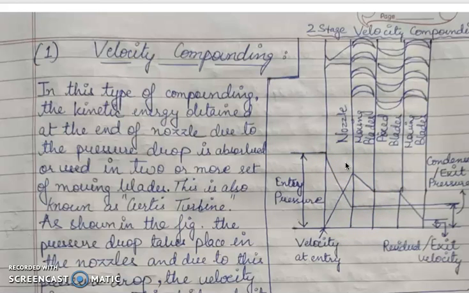But now, as we are having velocity compounding here, as shown, the velocity could be dropped up to this stage, but it is used in two stages in this particular diagram. Some of the velocity is used here, then another set of fixed blades is used in between, and then the rest of the velocity is used.